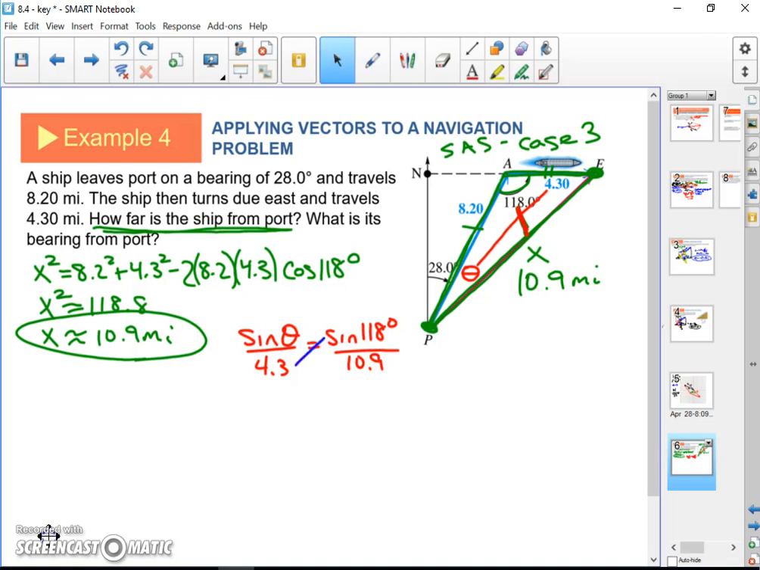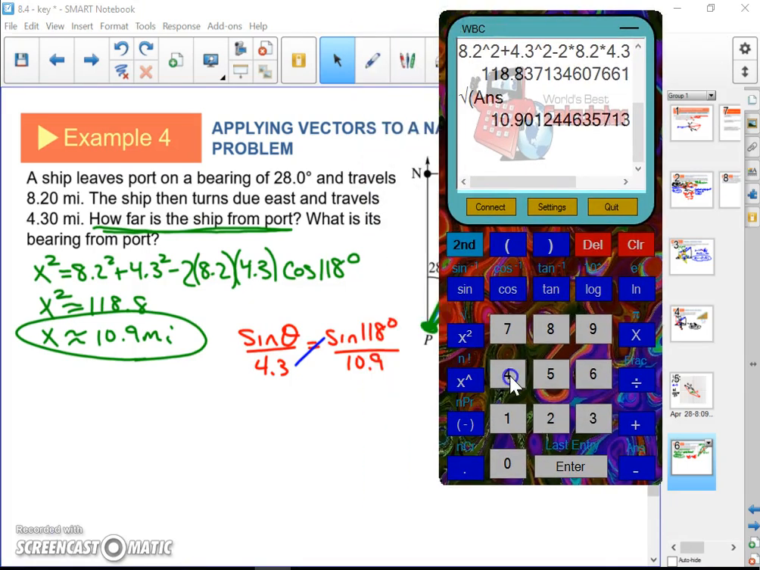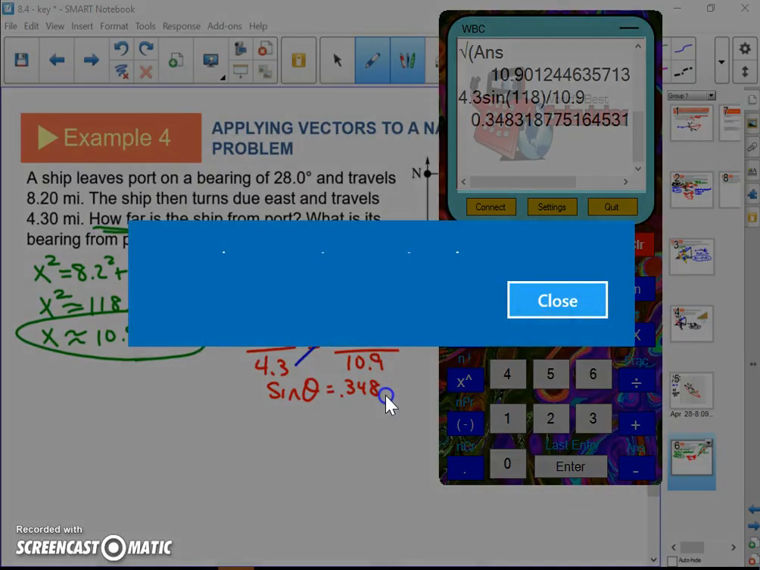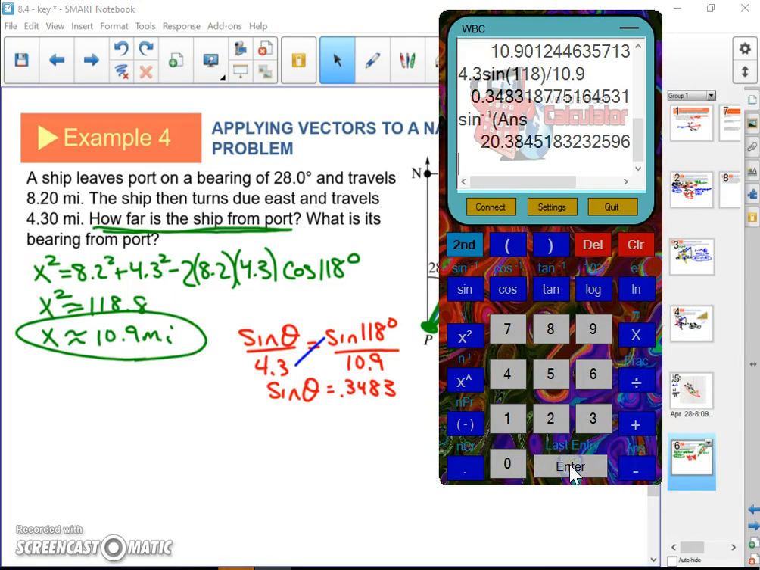Multiply both sides by 4.3, since we're trying to isolate theta. We're going to have 4.3 sine 118 divided by 10.9. Sine theta is about 0.3483. We need to do the inverse sine of that answer. We get 20.4. Theta is 20.4 degrees.